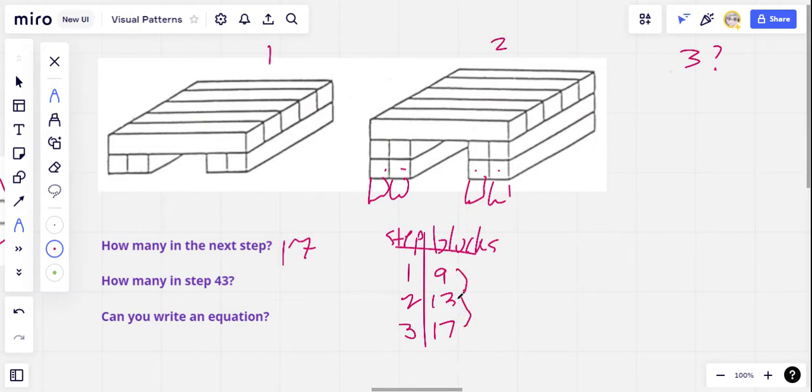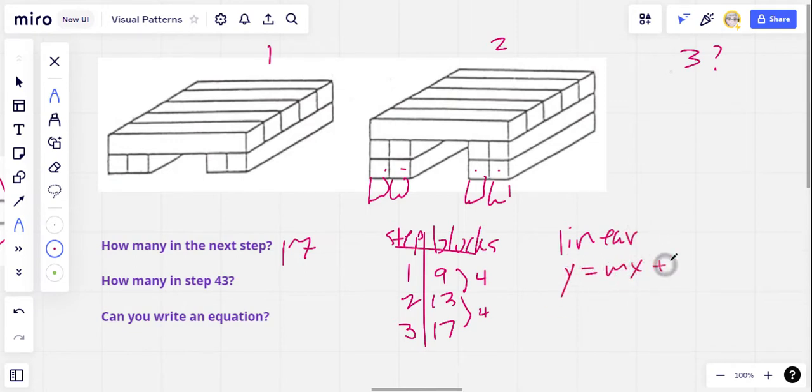The difference from 9 to 13, 13 minus 9 is 4. 17 minus 13 is 4. So we have this steady adding of 4 blocks. So this shouldn't be a surprise. We saw that we're adding 4 blocks in each step. When you have a rate of change that stays the same from step to step, it is a linear function, and we can use the equation for a line to model it.